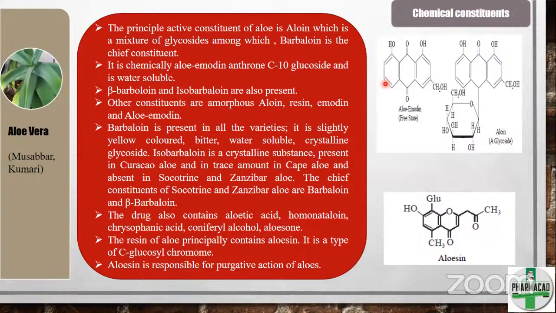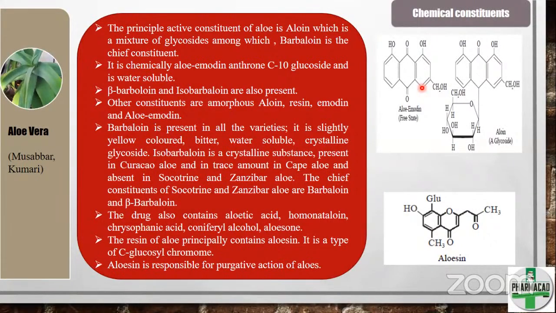Coming to the active chemical constituents of aloe, it is a mixture of glycosides among which barbaloin is the major glycoside or chief constituent. So chiefly aloe-emodin. Aloin is a mixture of glycosides among which barbaloin is the chief constituent. Okay, now aloin, if you see, is a glycoside. Here the anthraquinone part is aloe-emodin, and glucose is attached to it, so that is becoming aloin, which is a glycoside. Okay, the anthraquinone or aglycone part is aloe-emodin.